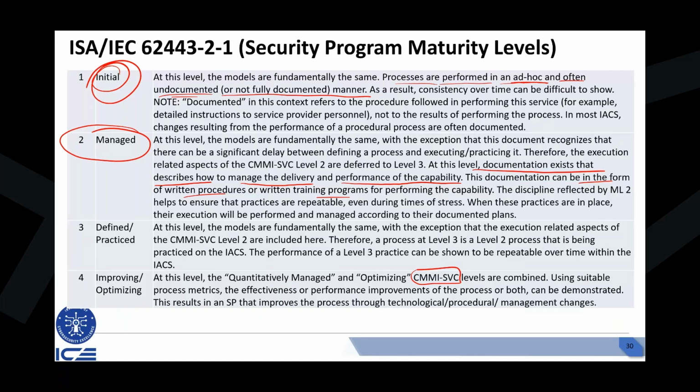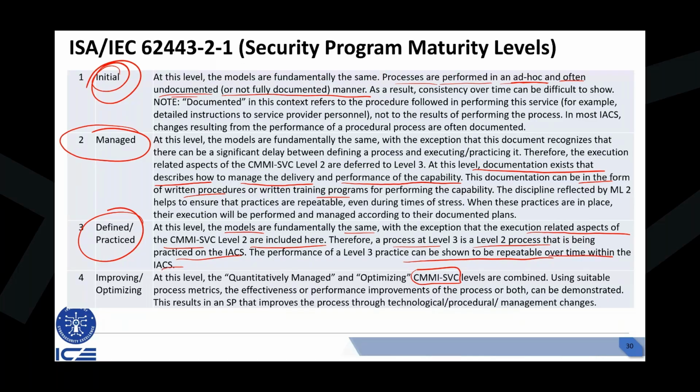At the defined and practiced level, the models are fundamentally the same, with the exception that the execution-related aspects of the CMMI are included here. Therefore, a process at level 3 is a level 2 process that is being practiced on the ISCS. So it's not just documented. It can be shown that we have evidence that we do take backups every month. We have documented that we'll take the backup every month, and we have evidence that we are taking the backup every month. It is repeatable, not just once, not just twice, but over time within the ISCS.